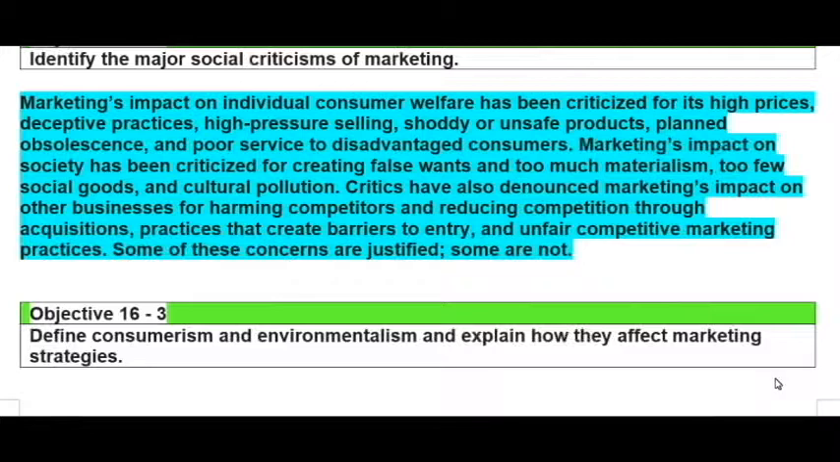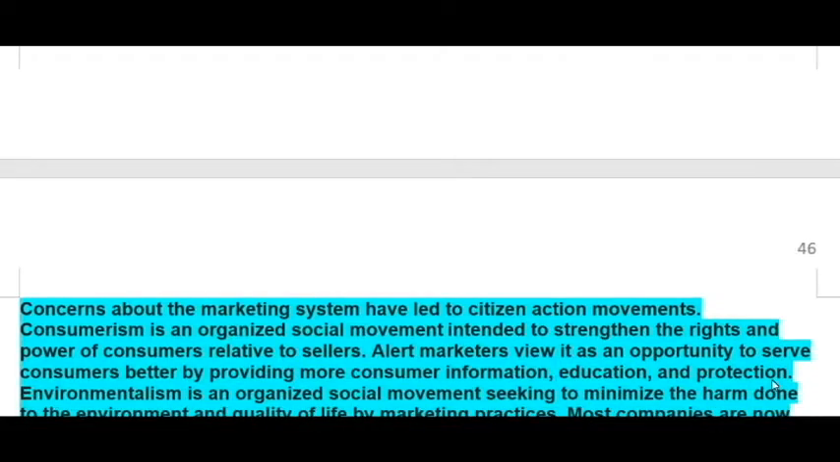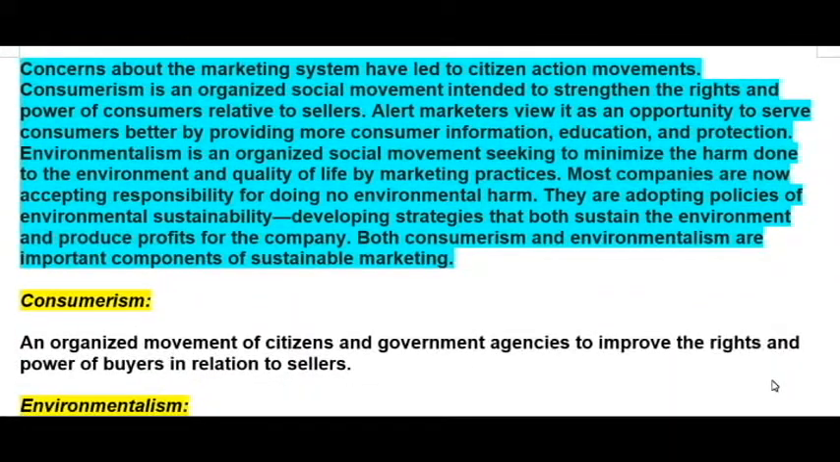Objective 16.3. Define consumerism and environmentalism and explain how they affect marketing strategies. Concerns about the marketing system have led to citizen action movements. Consumerism is an organized social movement intended to strengthen the rights and power of consumers relative to sellers. Alert marketers view it as an opportunity to serve consumers better by providing more consumer information, education, and protection.